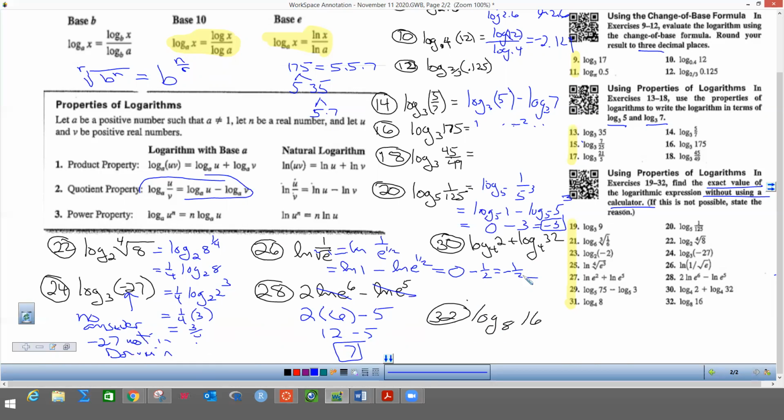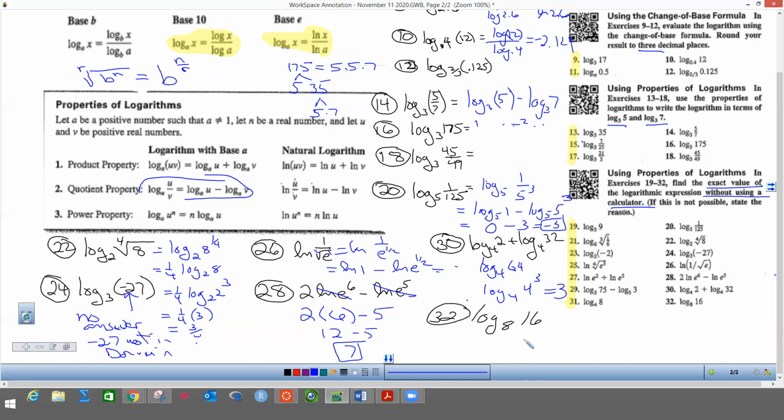Number 30. Come up here and do number 30. We got log base 4 of 2 plus log base 4 of 32. This plus can be condensed to log base 4, and we can rewrite this as 64. Now 64 breaks down to 4 to the 3rd power. You can break 64 down into 3 4s. 4 times 4 times 4 is 64. And the log base 4 of 4 means that these cancel out and your exponent's your answer.